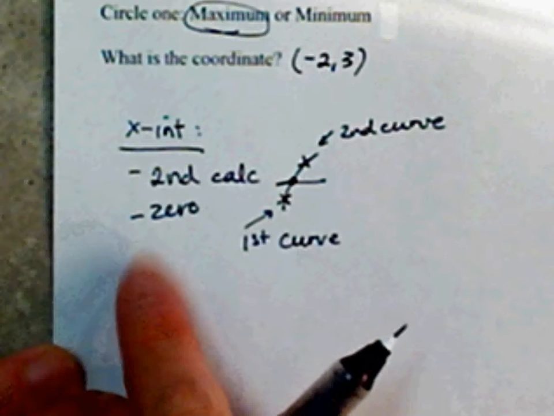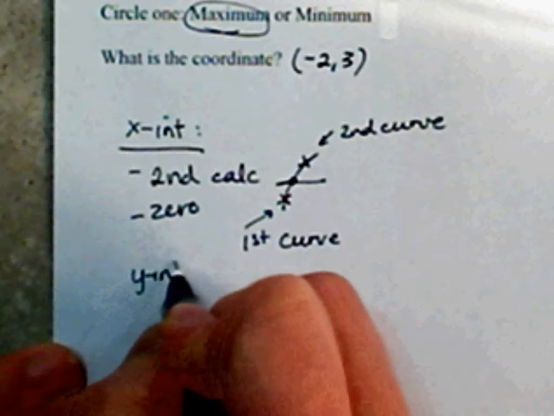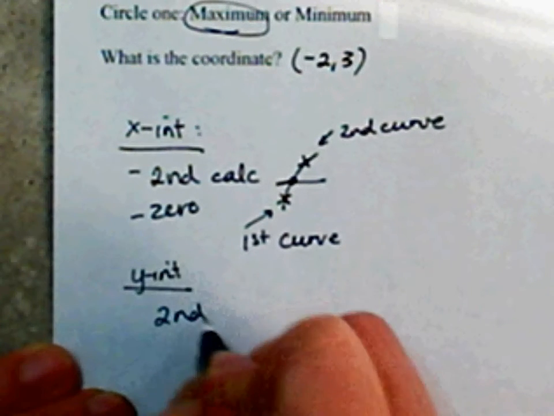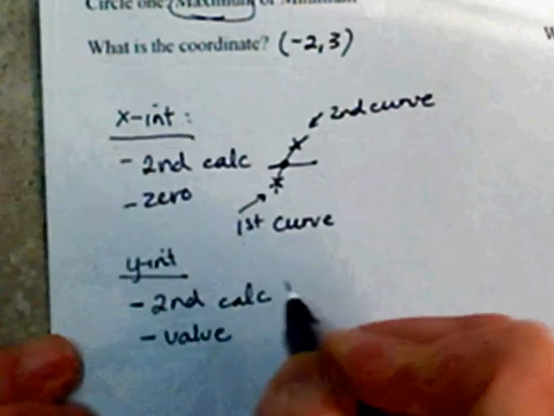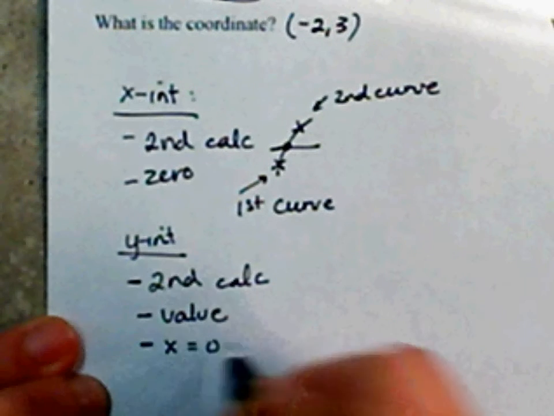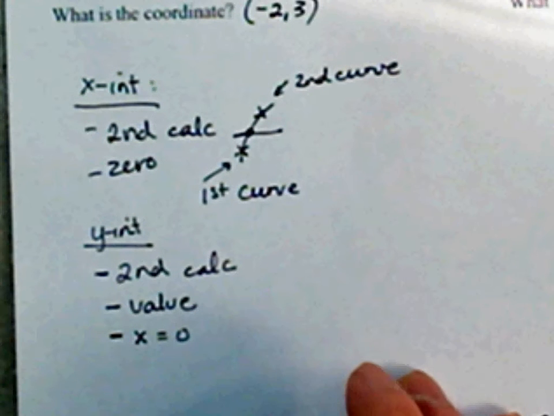To find your x-intercept. To find your y-intercept, you can hit second calc. You go to value, and you enter x as 0. And that's how you find your y-intercept. This is how you guys take notes. You should be writing this stuff down to help you. Okay?